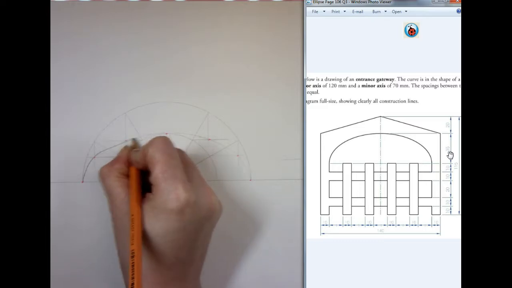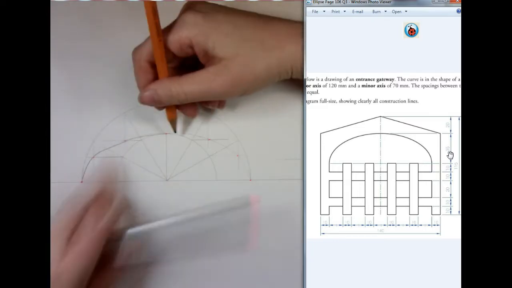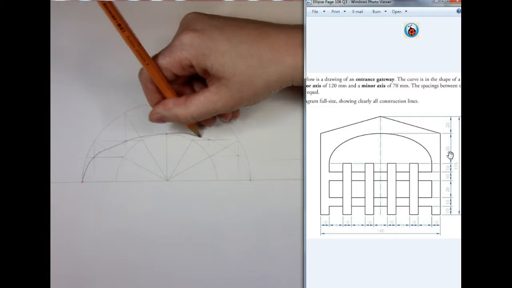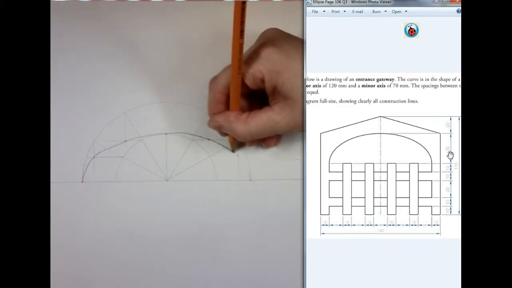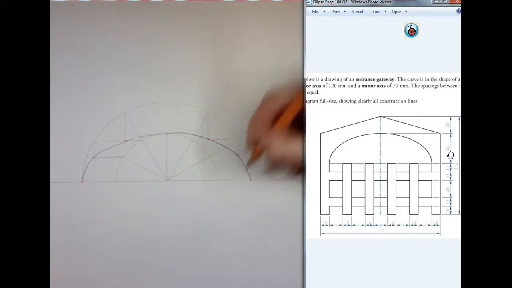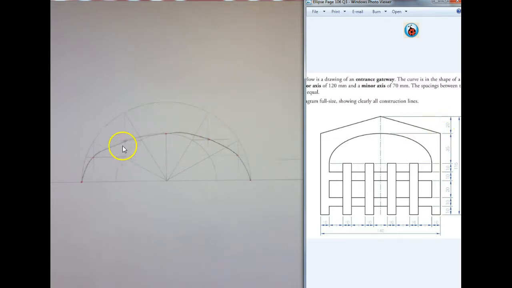Make sure your curve goes through every dot. Try to avoid bumps like this. They're unsightly. Okay, so there's our half ellipse drawn. As you can see, that's a very bumpy one today. We'll try to avoid that in future.